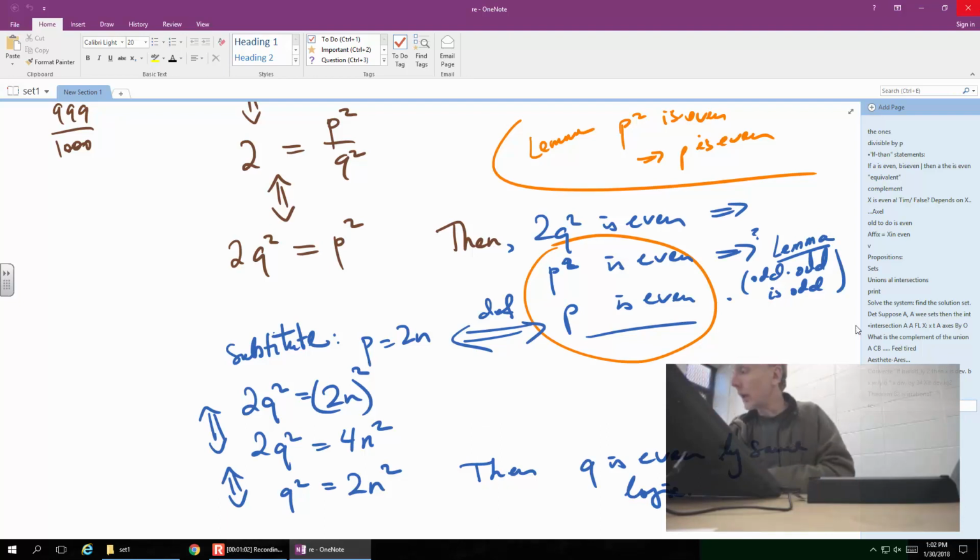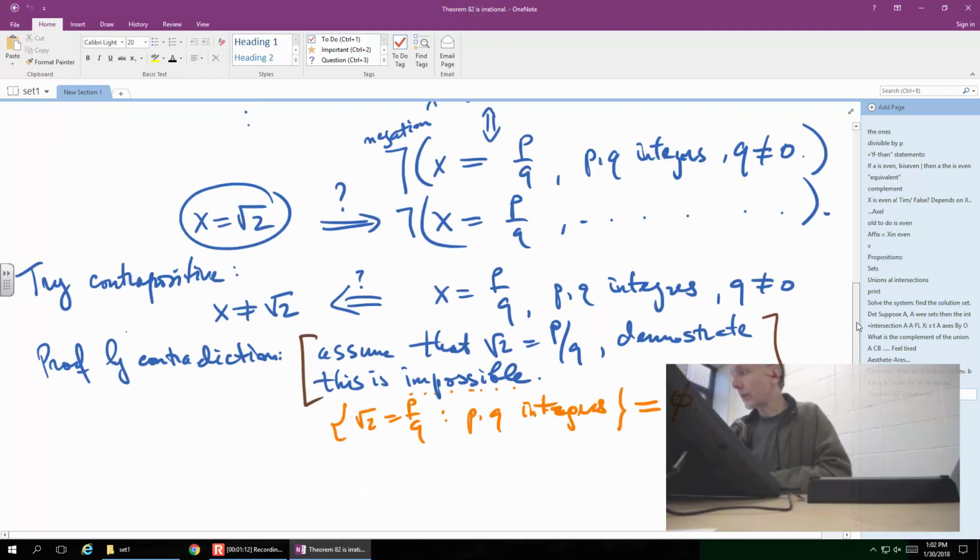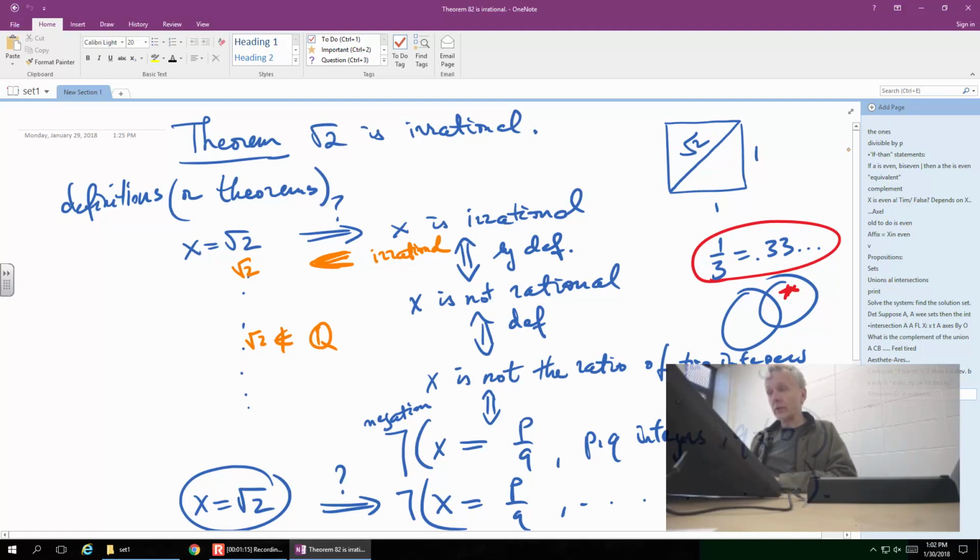Okay, so let me review what we have done. The theorem is: square root of 2 is irrational. What I did first is I tried to translate it from words to more logical statements, which also required me to introduce a variable that stands for that number we're talking about. Even though we're talking about the specific number square root of 2, it's still a good idea to give it a name.